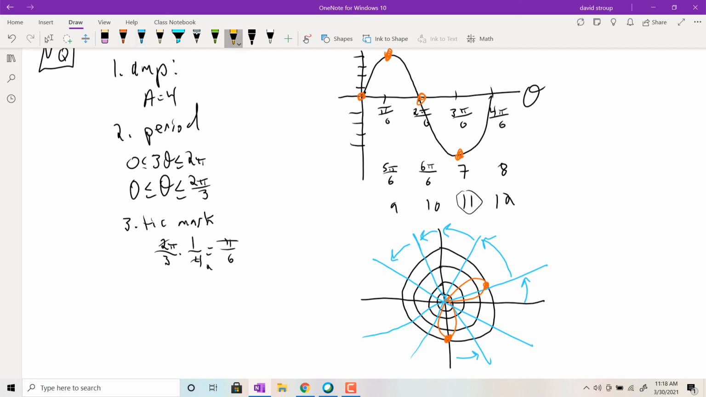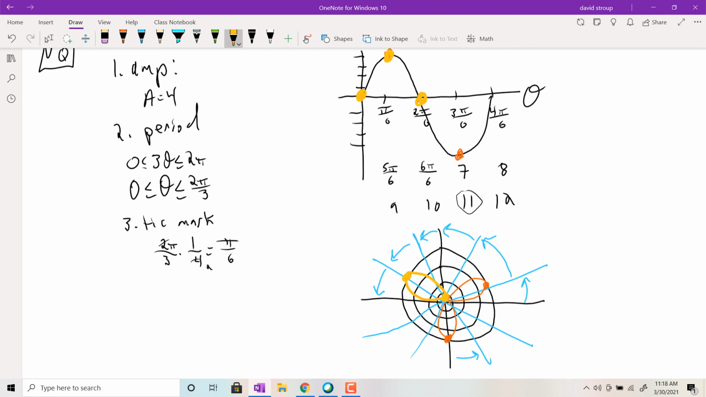I'll put those in yellow now. It'll go from 0 to 4 in that little sector, 0 to 4. And then from 5 pi over 6 to 6 pi over 6, which is basically going from here to here, it's going back to 0. Right? So it's going from here to 0.